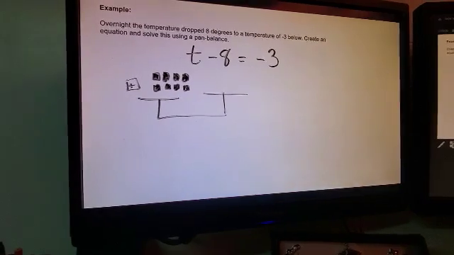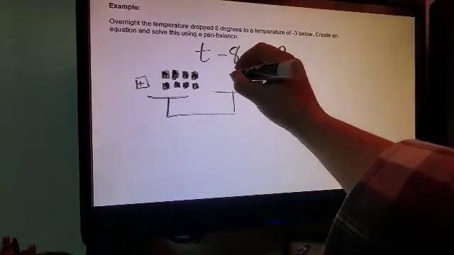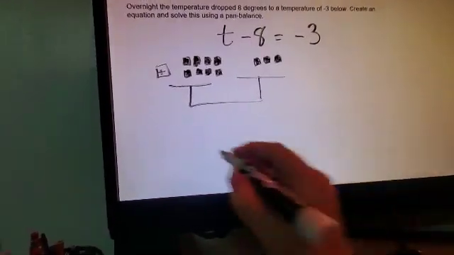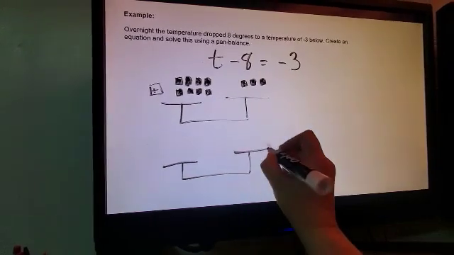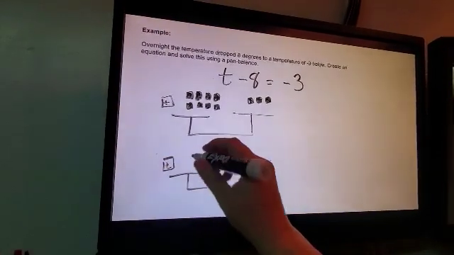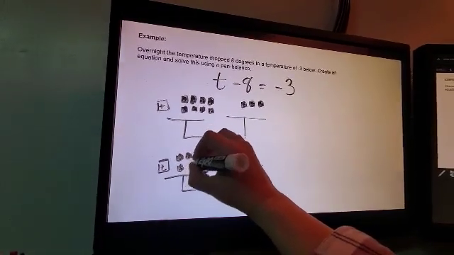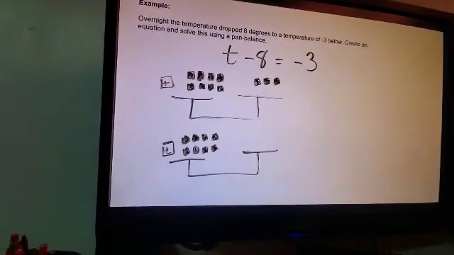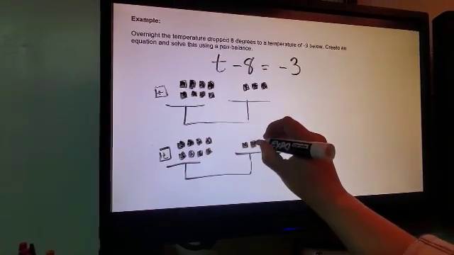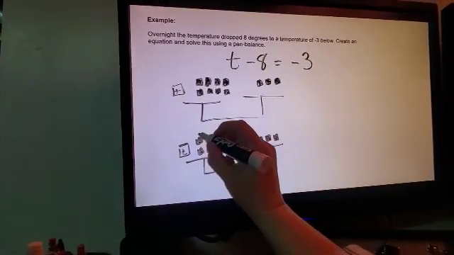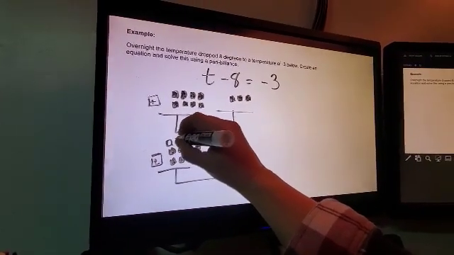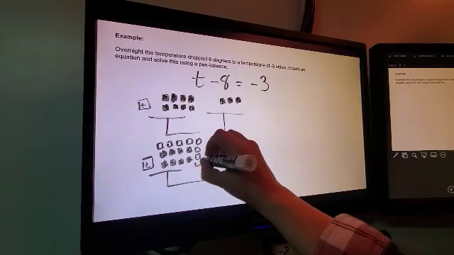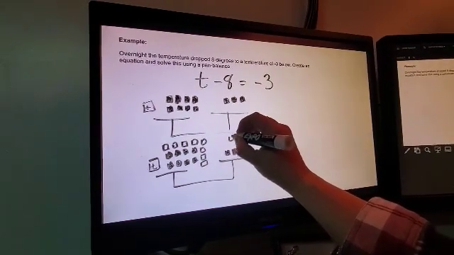Okay, now over on the other side of the pan balance scale, we have -3. Okay, so what do we need to do to get our temperature by itself? Well, we have, let me just draw this here. So what we're going to need to do is we're going to actually have to add 8 positive tiles here to cancel these out. 2, 3, 4, 5, 6, 7, and 8. So what we do to one side, we have to do to the other.